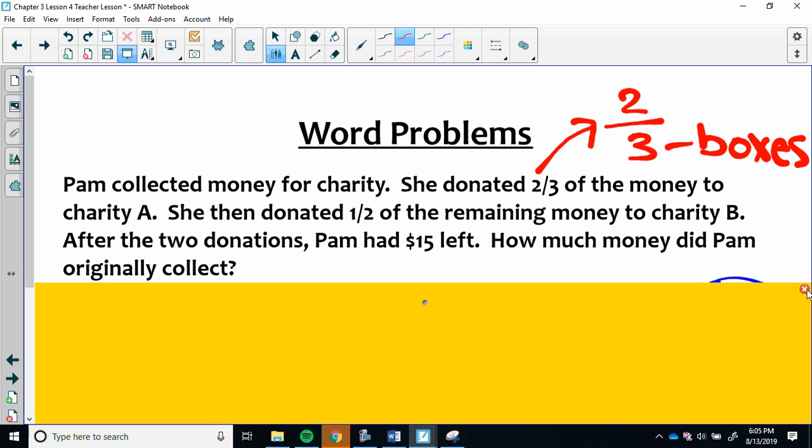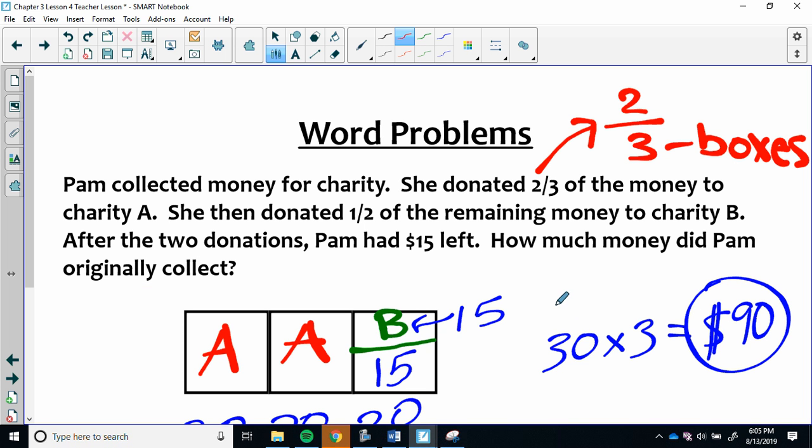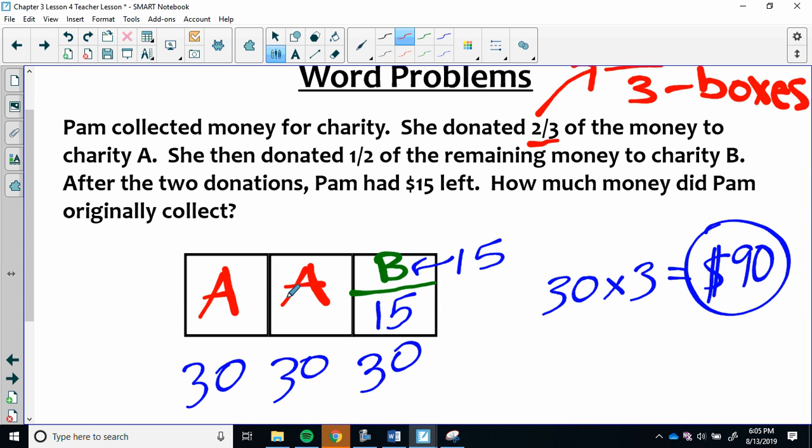Another one just like that. Pam collected money for a charity. She donated 2/3 of the money to charity A. So 3 boxes. 2/3 of those boxes are A's. Okay. The remaining, she then donated 1/2 of the remaining money, so I divide this box in half, to charity B. After 2 donations, Pam had $15 left.